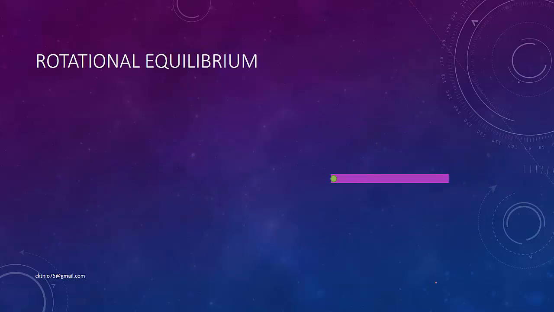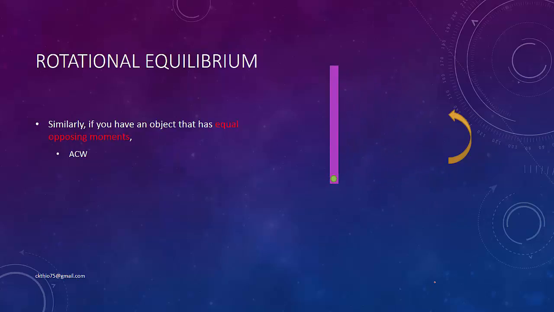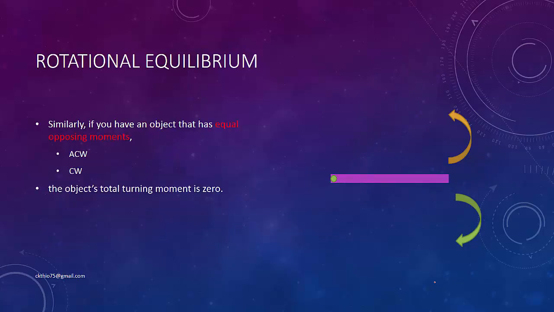Okay, we are going to talk about rotational equilibrium, and it's similar to translational equilibrium except that it's not only about forces. If you have an object with equal and opposite moments, or turning moments, for example an anti-clockwise moment that causes it to turn anti-clockwise, and also a clockwise moment that causes it to turn clockwise, you find that if they are equal and opposite, the total turning moment is 0. What it means is that it has rotational equilibrium, meaning the object would not rotate and would remain in balance.